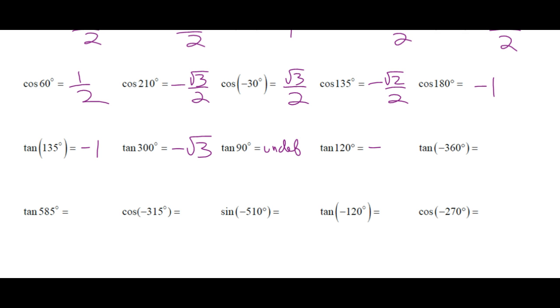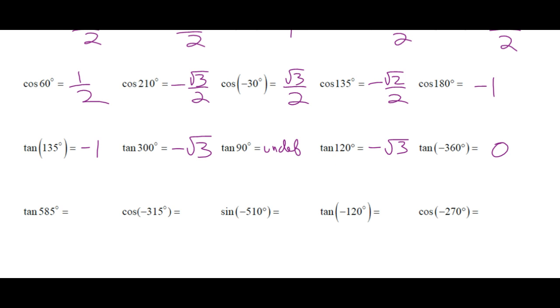Okay, tan of 120, it's negative. It's the same as the tan of 60. Tan is -√3, right? Is that right? Yeah. Tan of -360, okay, that's the same as the tan of 0, which is just 0. So if you get a negative angle, you can just convert it to a positive angle, right? Add 360. What's -360 plus 360? Nothing. 0.